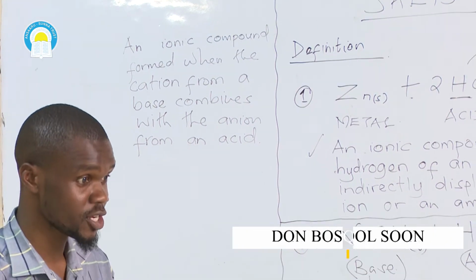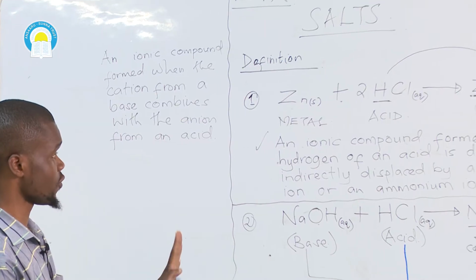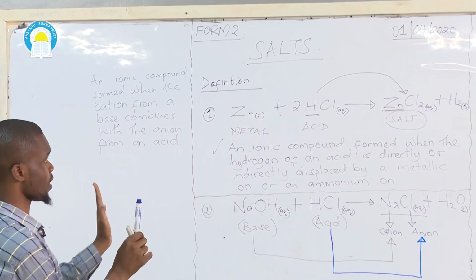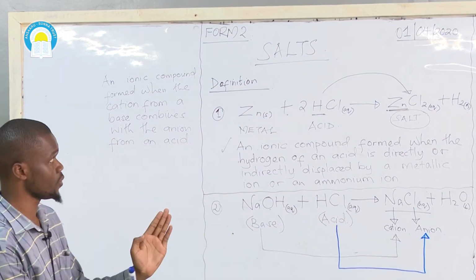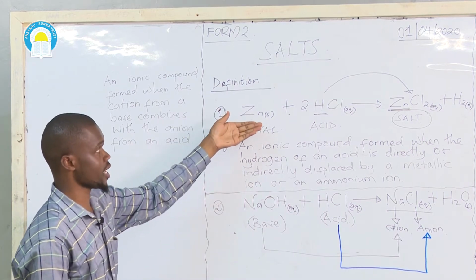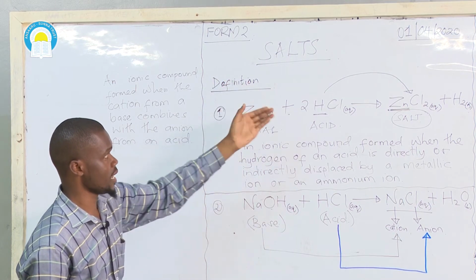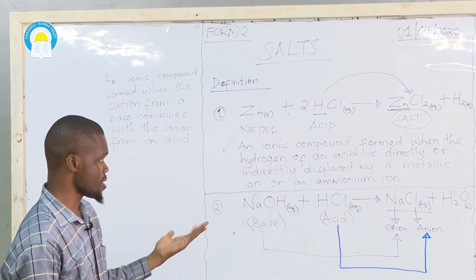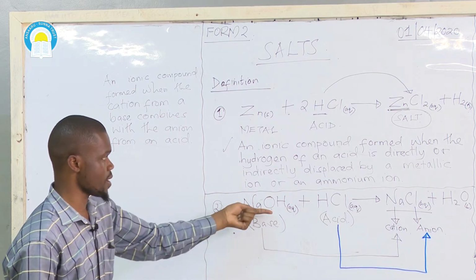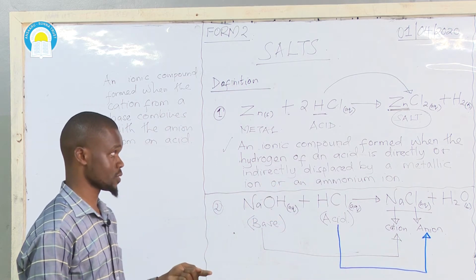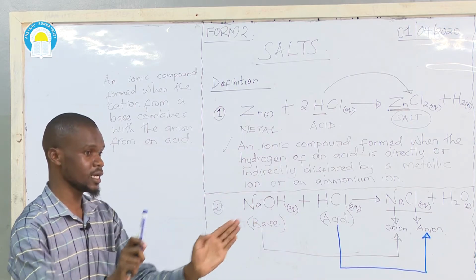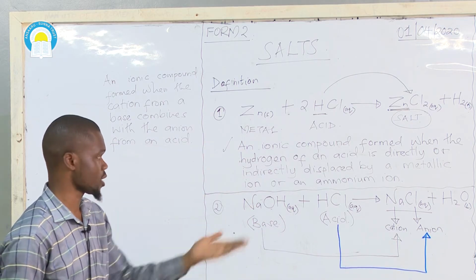So we have two definitions, both of them correct. So if you're asked to define a salt, you pick one that you can remember easily. But to help you remember, recall the equation of the reaction between zinc metal and hydrochloric acid. You can also remember the equation of the reaction between sodium hydroxide and hydrochloric acid. So the two equations can quickly give you the definition of what a salt is.